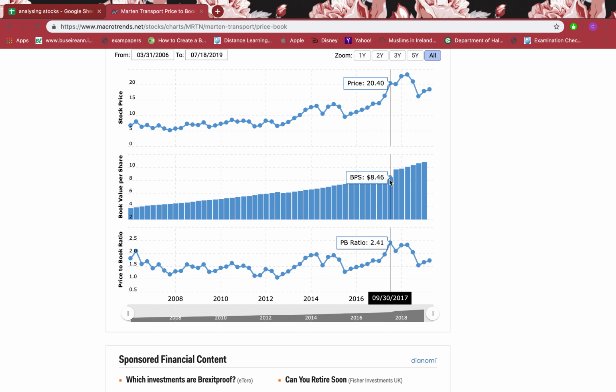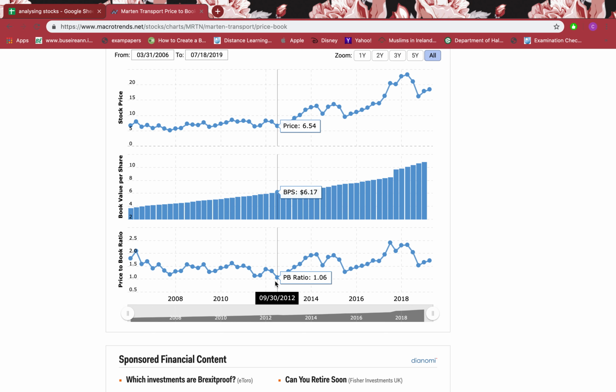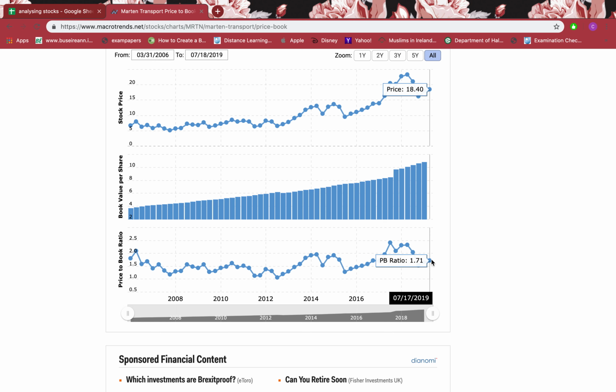If you just go vertically up, you can see that people who bought in September 2017 paid $20 to buy something that was $8 worth. So they paid a lot of money. In 2012, it's 1.06 times expensive. Somebody who bought at that time paid 6.54 to buy something that was $6.17 worth. So it's a little bit of a difference, but still they bought a little bit expensive. But right now it's 1.71 times more expensive.